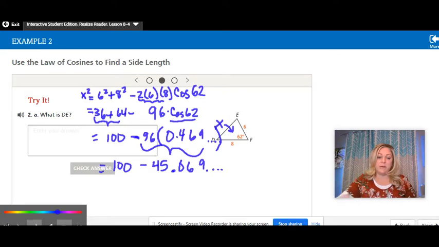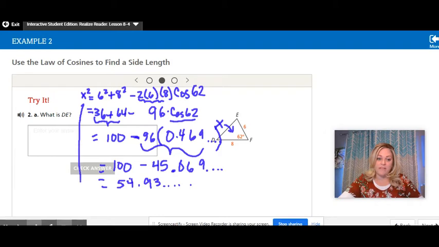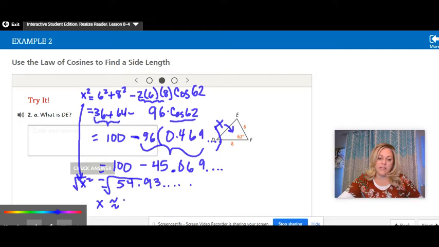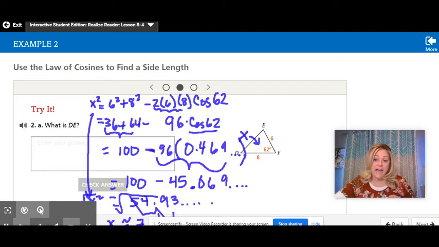Remember, I'm subtracting this from 100. When you subtract, you will get 54.93. Keep going. But remember, all of this is x squared. I don't want x squared. I want x. So take the square root of this 54, and you should get x approximately 7.4. If you didn't actually get 7.4, you got 7.5, 7.3 something. Keep in mind, I am not rounding the whole way. So if you can avoid rounding at all the entire process, and then just round at the end, you will have a more exact answer.